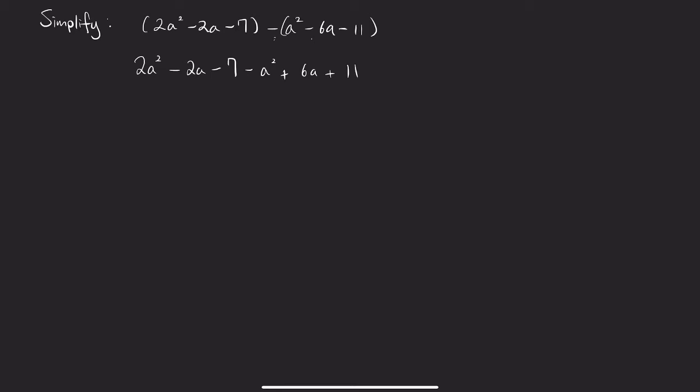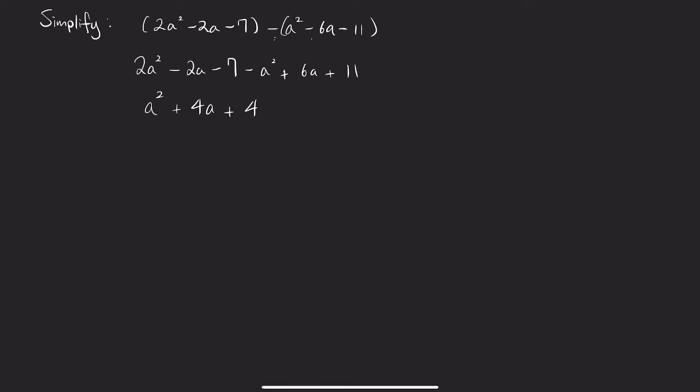So we first notice there's 2a squared and a minus a squared here. So that becomes a squared, and we have a minus 2a and a plus 6a. So we get plus 4a, and then minus 7 plus 11, so plus 4.